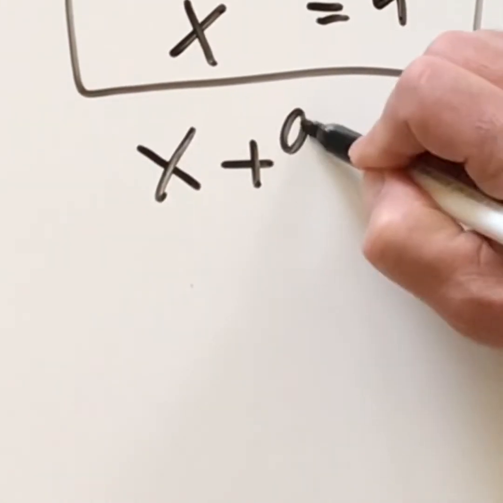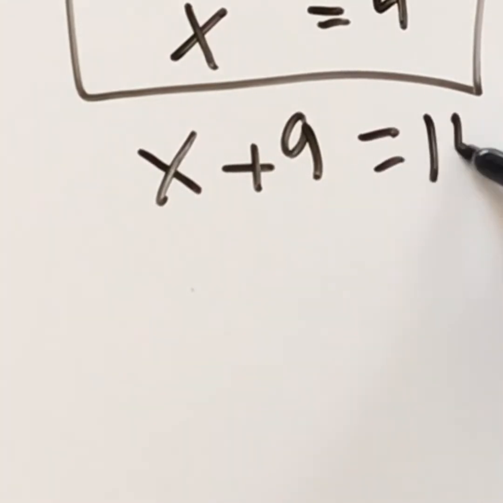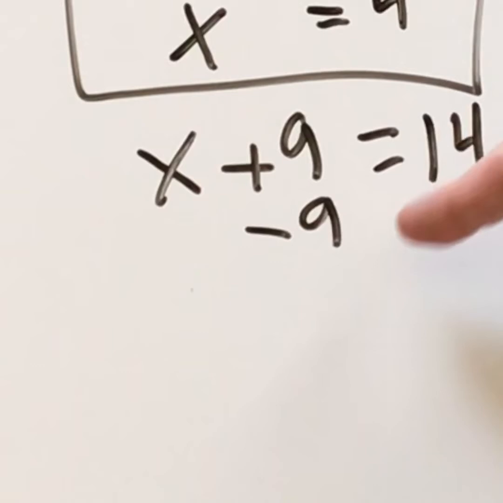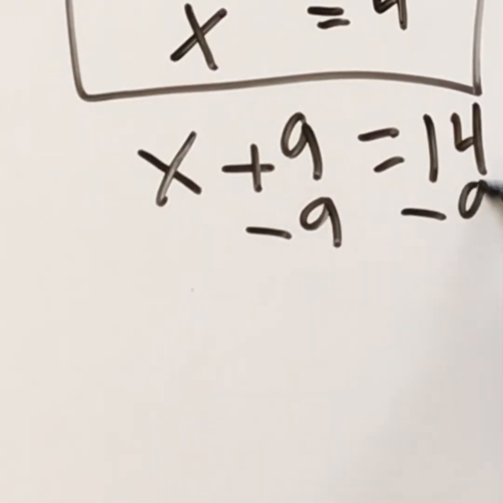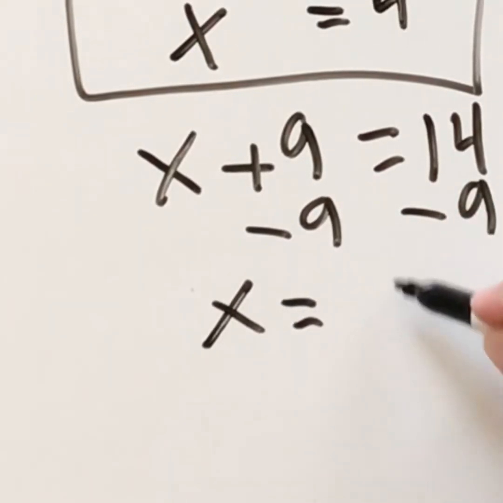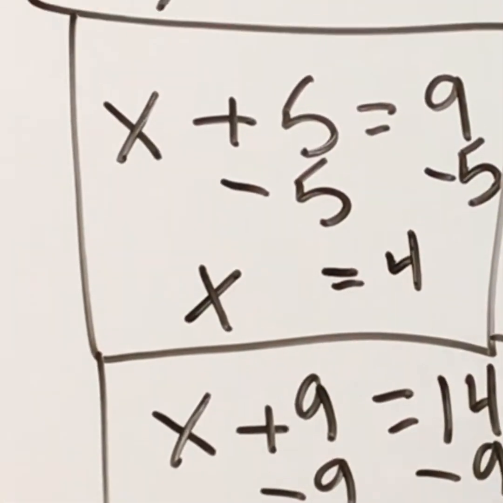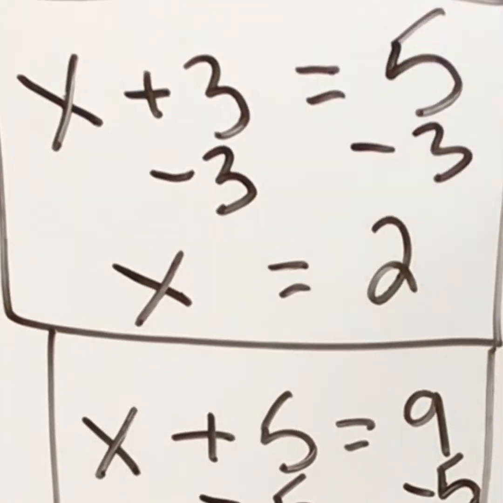X plus 9 equals 14. You need to get rid of this 9, so you subtract 9. You have to do the exact same thing to the other side. You get x equals 5. That's your exact same work, and you can always check to see if you're right. Does 5 plus 9 equal 14? Yes. Does 4 plus 5 equal 9? Yes. Does 2 plus 3 equal 5? Yes.